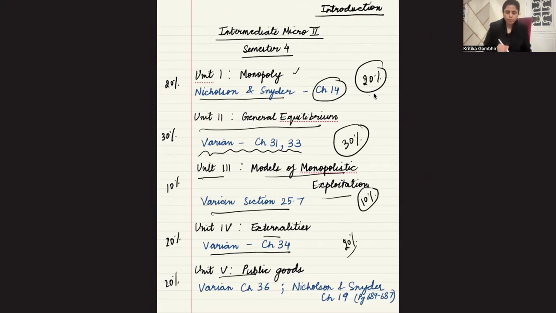Then we move to the next unit, public goods. We all know the definition of public goods. In semester 1, maybe in intro micro, we have done all these definitions, but now we will get into the technical parts, a little more peculiar, from the research angle and mathematical angle. Again, we come back to Varian chapter 36, adding one chapter from Nicholson and Snyder, chapter number 19, with a few pages. And this again has a weightage of 20%.